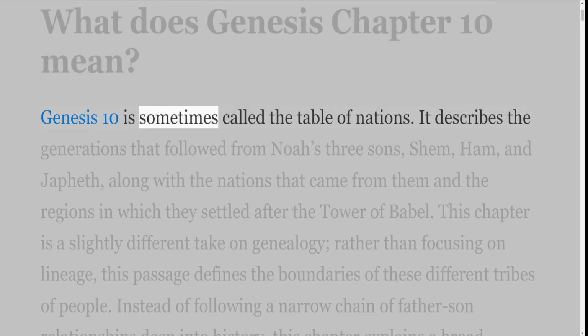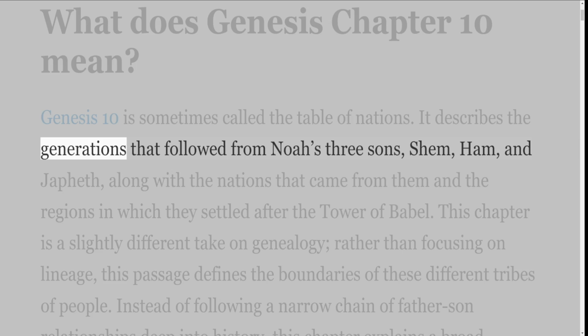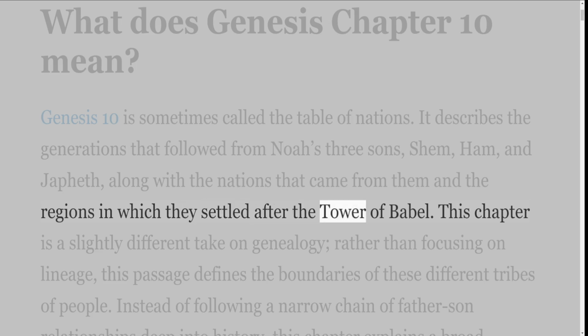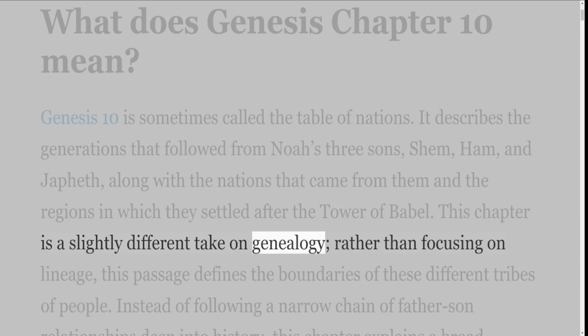Genesis 10 is sometimes called the Table of Nations. It describes the generations that followed from Noah's 3 sons, Shem, Ham, and Japheth, along with the nations that came from them and the regions in which they settled after the Tower of Babel. This chapter is a slightly different take on genealogy.